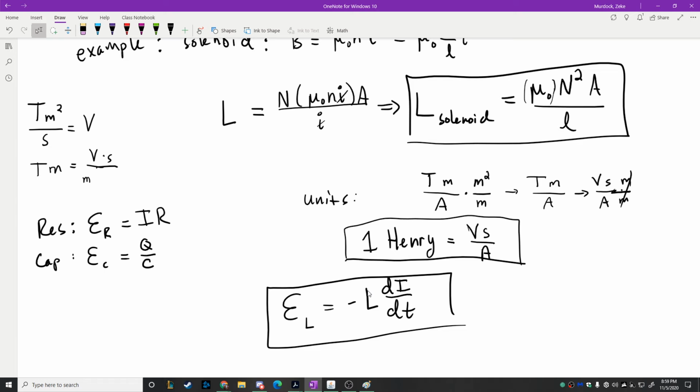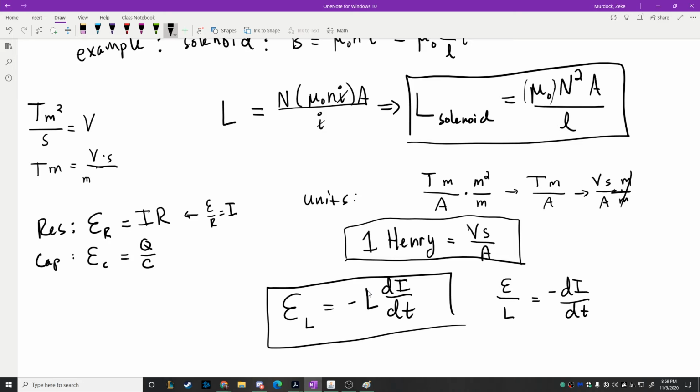What do these things do? A resistor has the effect of basically slowing down the current, right? Because E over R is equal to I, so the bigger that R is, the smaller the value of the current is, right? For this, what we could say is if I take E over L, this is equal to negative di dt.